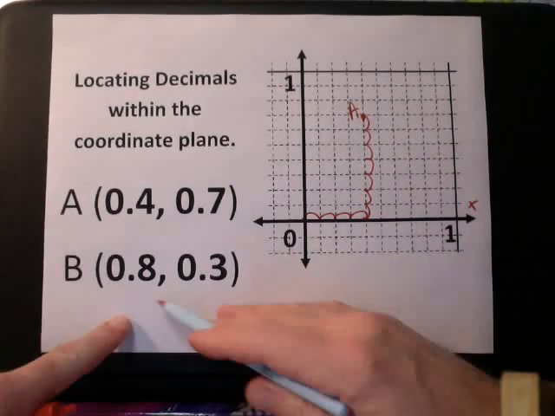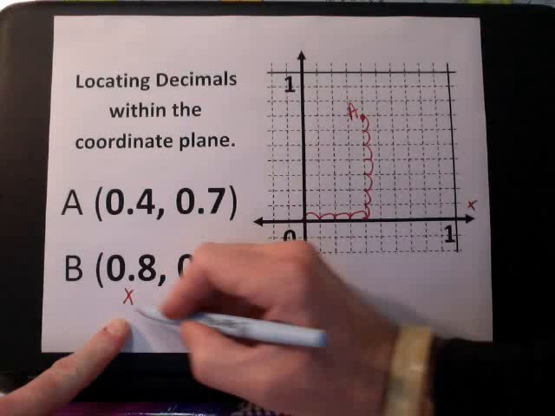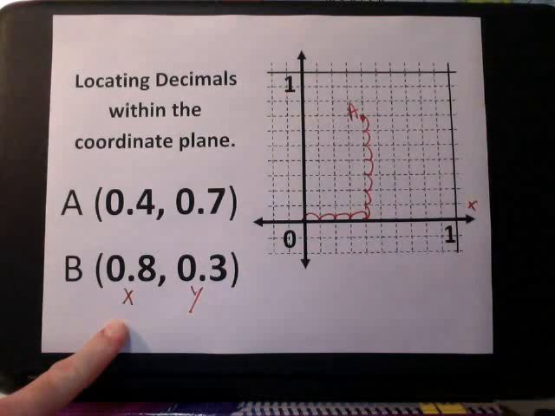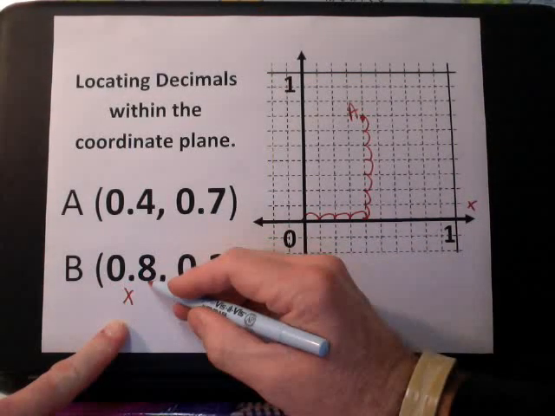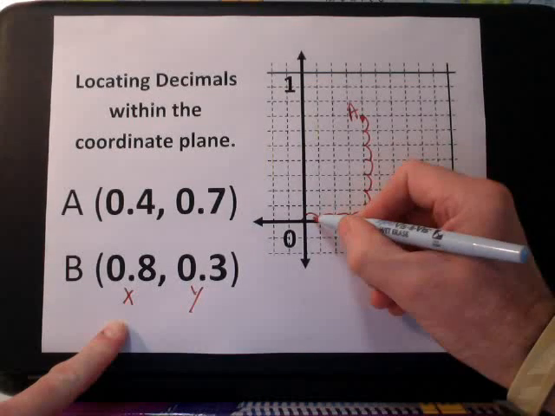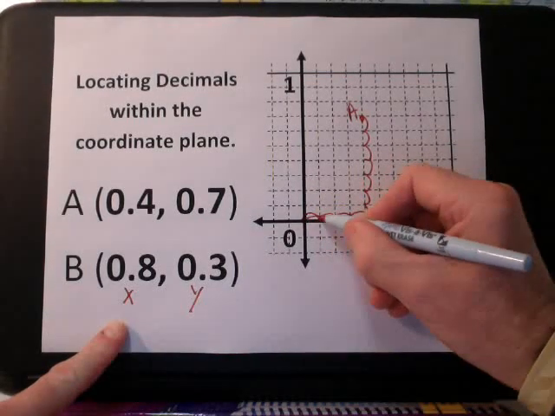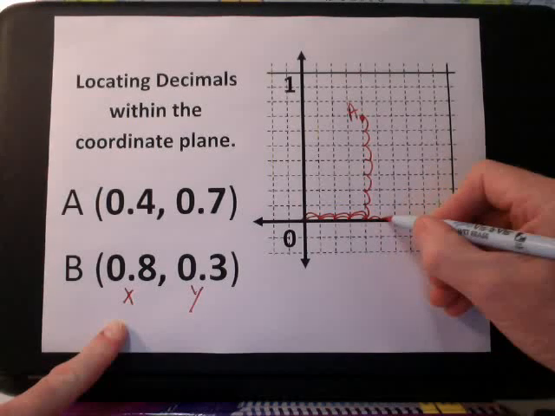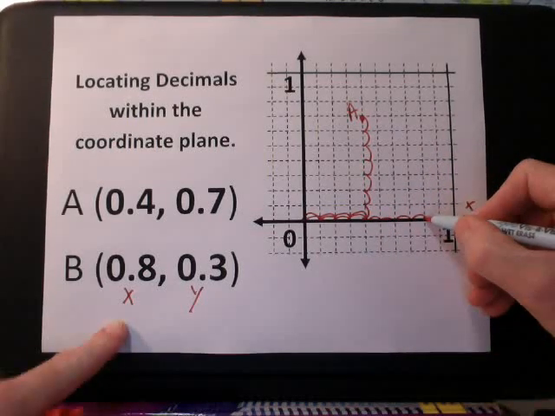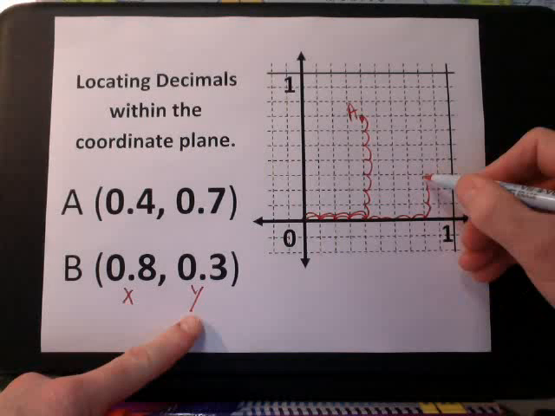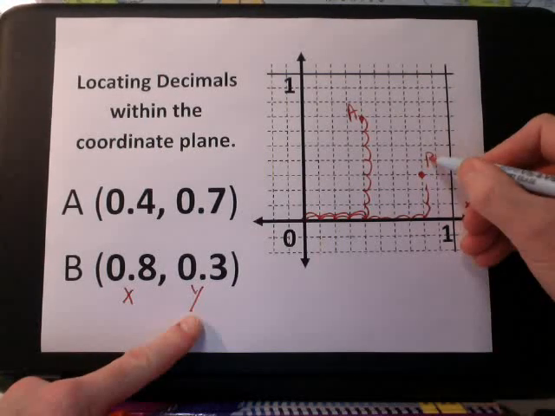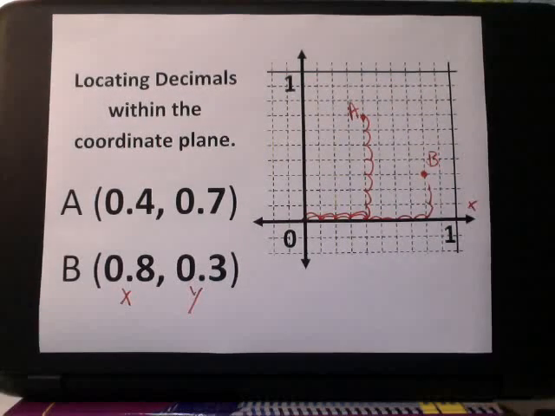Point B, the same situation. This is our x-axis. This is our y-axis. We're not going to make it to a whole unit because we have a decimal. So we're going to come over 8/10: 1, 2, 3, 4, 5, 6, 7, 8. And then up 3: 1, 2, 3. Right here, and you get point B. So that's how that would work.